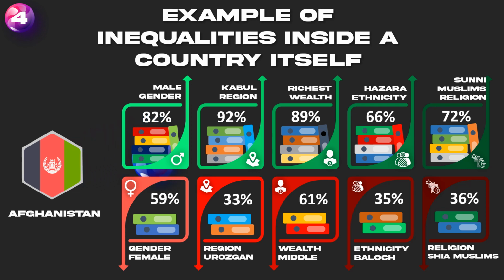To show the inequalities between genders, regions, wealth, ethnicities, and religion inside the country itself, we chose Afghanistan as it holds a vast diversity of people. 92% of the males attend schools, against only 59% for females. 92% in the Kabul region against only 33% in the Orozgan region. 89% in the richest wealth group against only 61% in the middle wealth. 66% in the Hazara ethnicity against only 35% in the Balakh ethnicity. 72% in the Sunni Muslim religion against only 36% in the Shia Muslim religion.